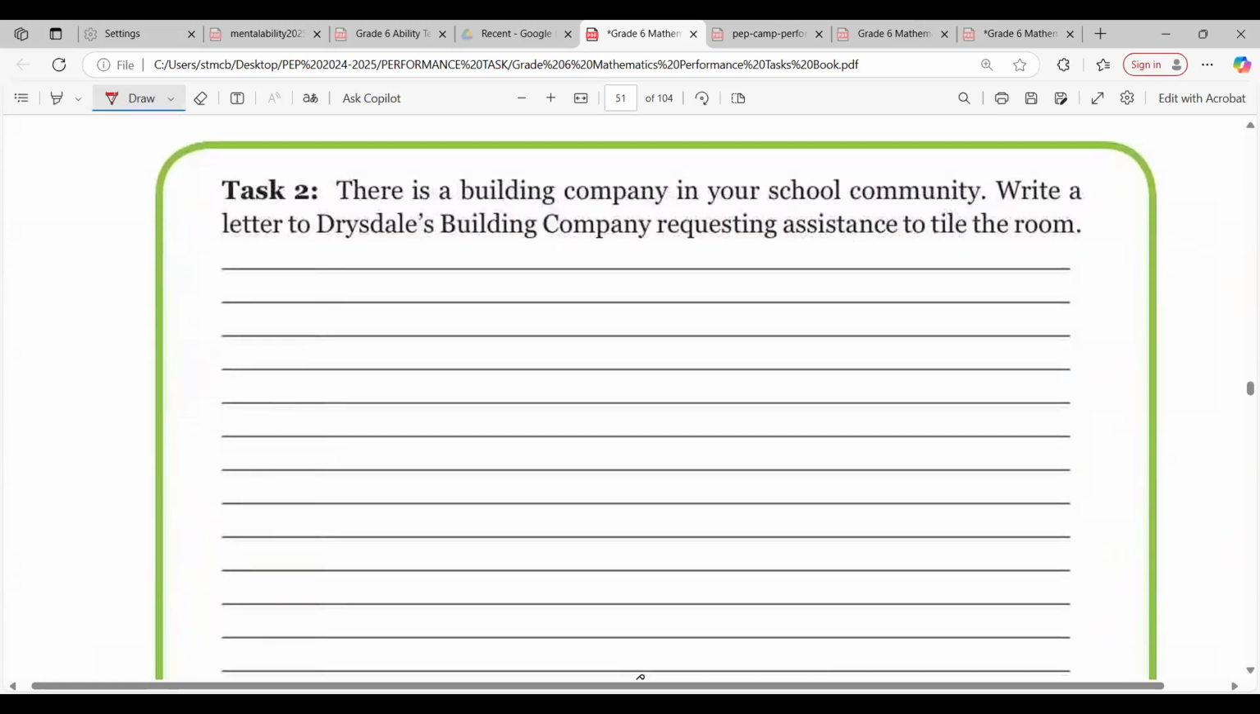All right, so a few persons wanted to read out their letter. I don't remember who it was though. So let me just see if I can get some persons to read their letter. It says, this was a building company. Write a letter to Drewsdale Building Company requesting assistance to tile the room. May I ask some people. Jada, you want to go? You want to read the letter? Yes, sir. All right, go ahead. Let us listen to Jada's letter, guys.